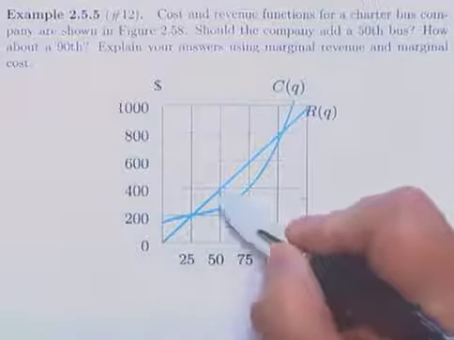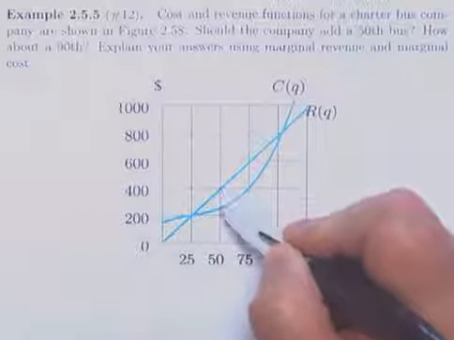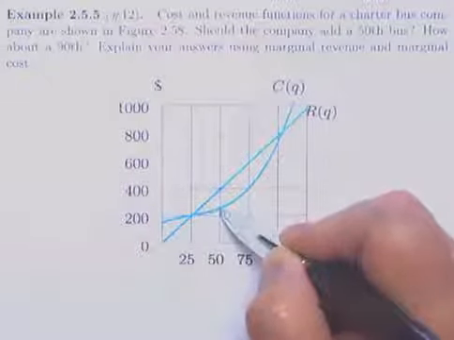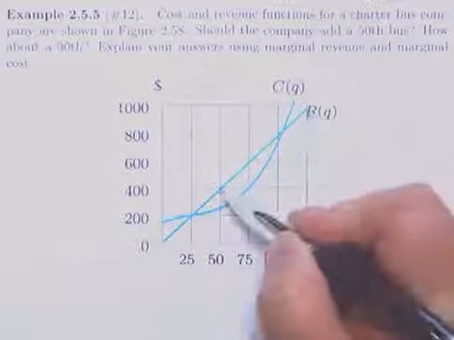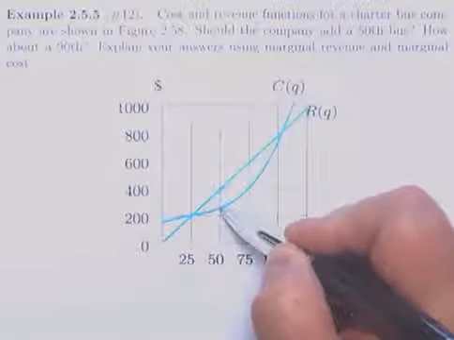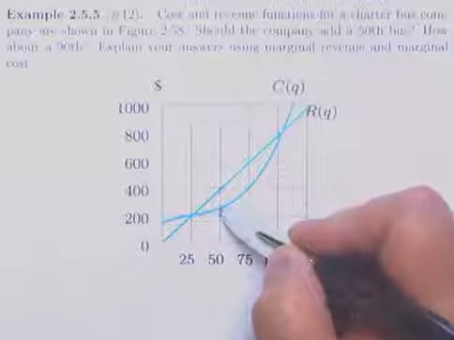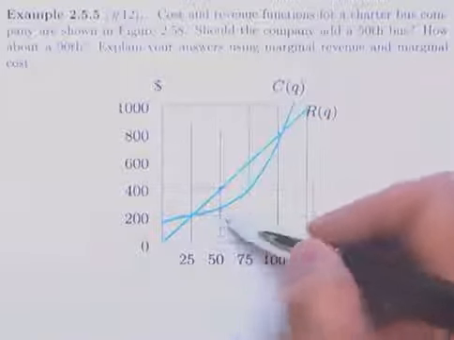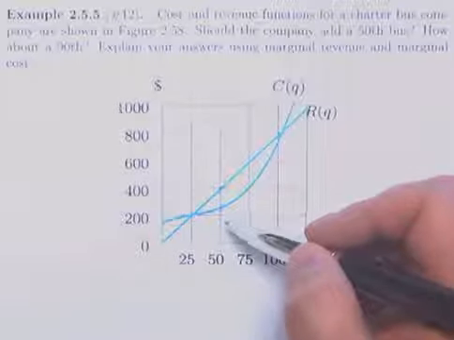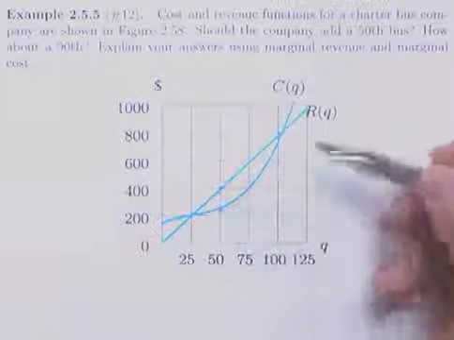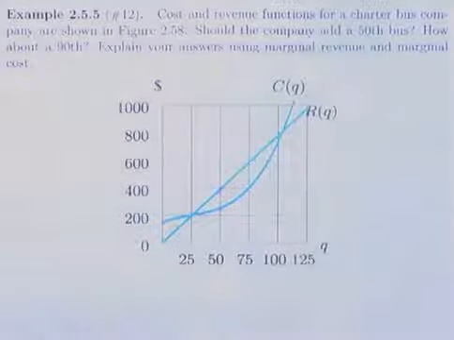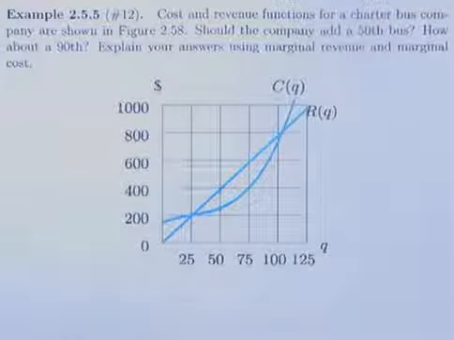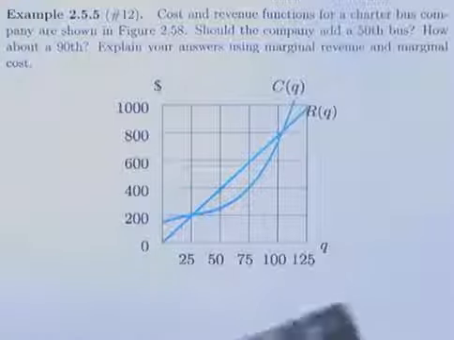So here we look at not only the difference between the cost and the revenue, so we see that the revenue is larger than the cost, so they are making a profit. And the question is, should they add a 50th bus? Would that make even more profit? And so we want to be looking at, as the directions say, using the marginal revenue and marginal cost. And marginal revenue, marginal cost are the slopes.